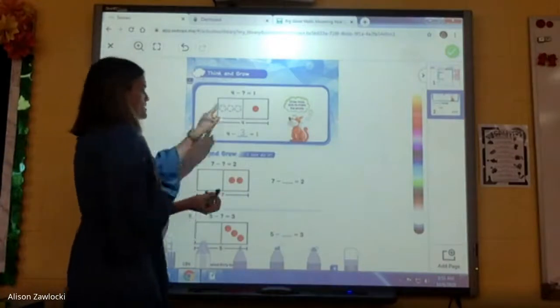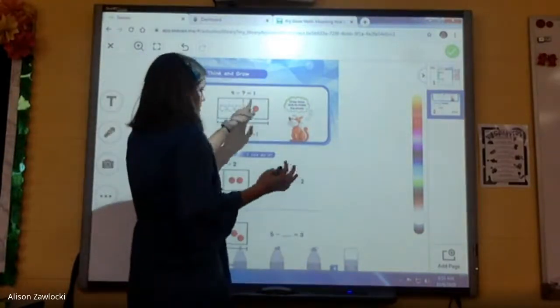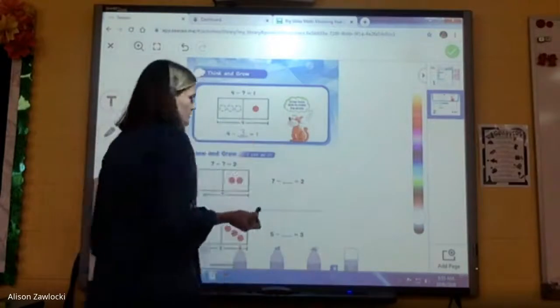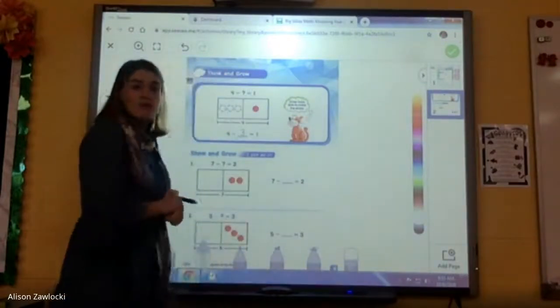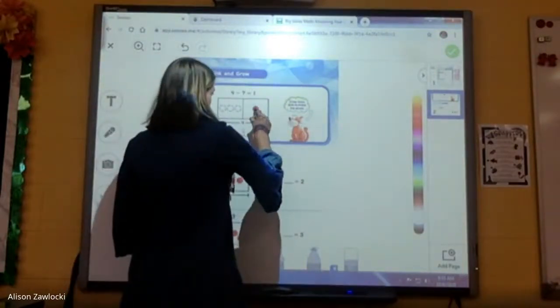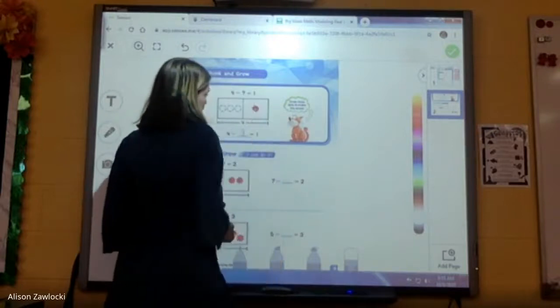So notice here how they have 4 take away blank equals 1. They drew 1 circle. They did not write the number inside the circle. I want you to do that, though. I want you to even do that on your example.